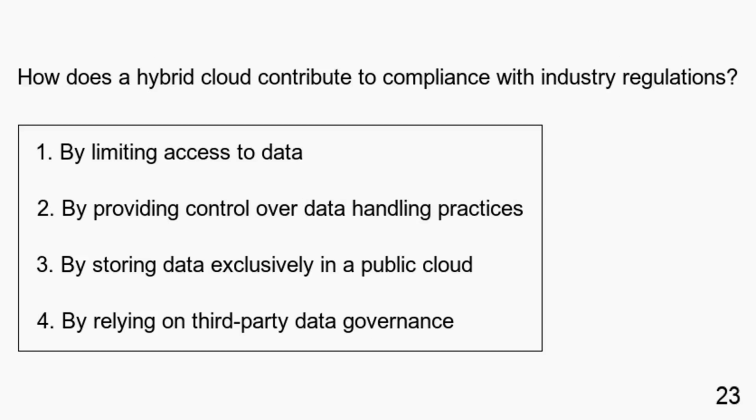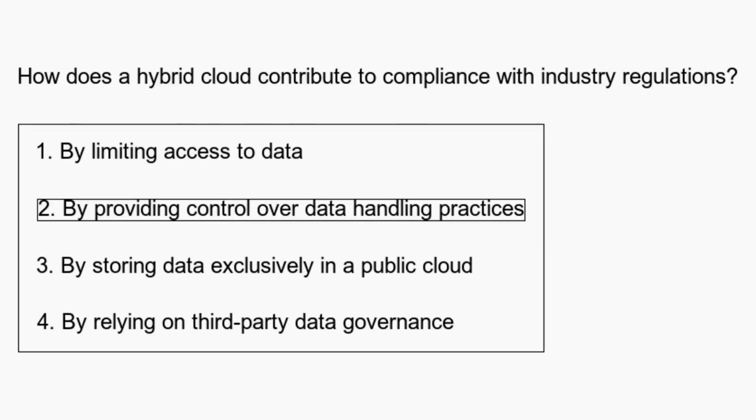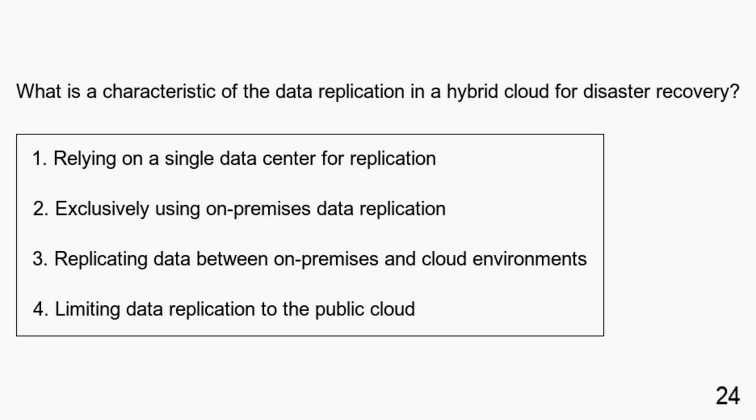How does a hybrid cloud contribute to compliance with industry regulations? By limiting access to data. By providing control over data handling practices. By storing data exclusively in a public cloud. By relying on third-party data governance. Hybrid clouds provide organizations with control over data handling practices, contributing to compliance with industry regulations.